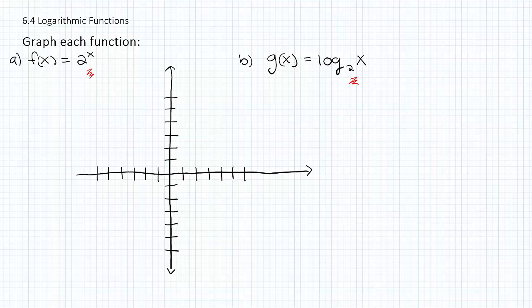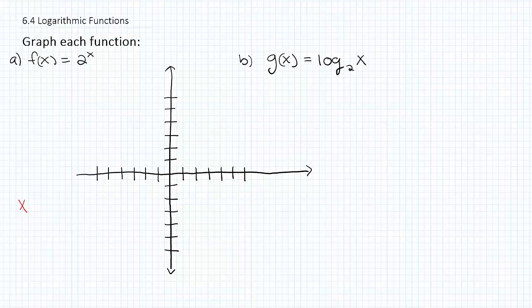That means these two functions are inverses of one another, because the inverse of the exponential function is the logarithmic function to the same base. All right, so if that's the case, then let's go ahead and plot the exponential function first and use that graph to derive the inverse function, which is going to be the log of x base 2 here.